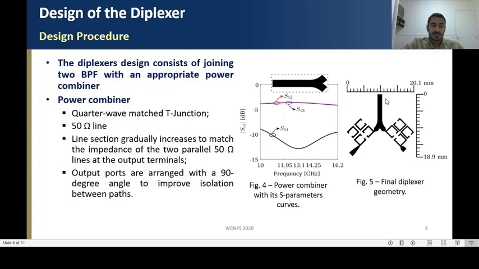To design the diplexer, we must also choose a power combiner. For this application, and for its simplicity, a quarter-wave matched T-junction was chosen by the authors. In Figure 4, we can observe the image of this power combiner with its S-parameter curves. In Figure 5, we can observe the final geometry of the diplexer. The viewer can also observe that there exists a 90-degree spacing angle between the receiver and the transmitter to improve the isolation between the chains.